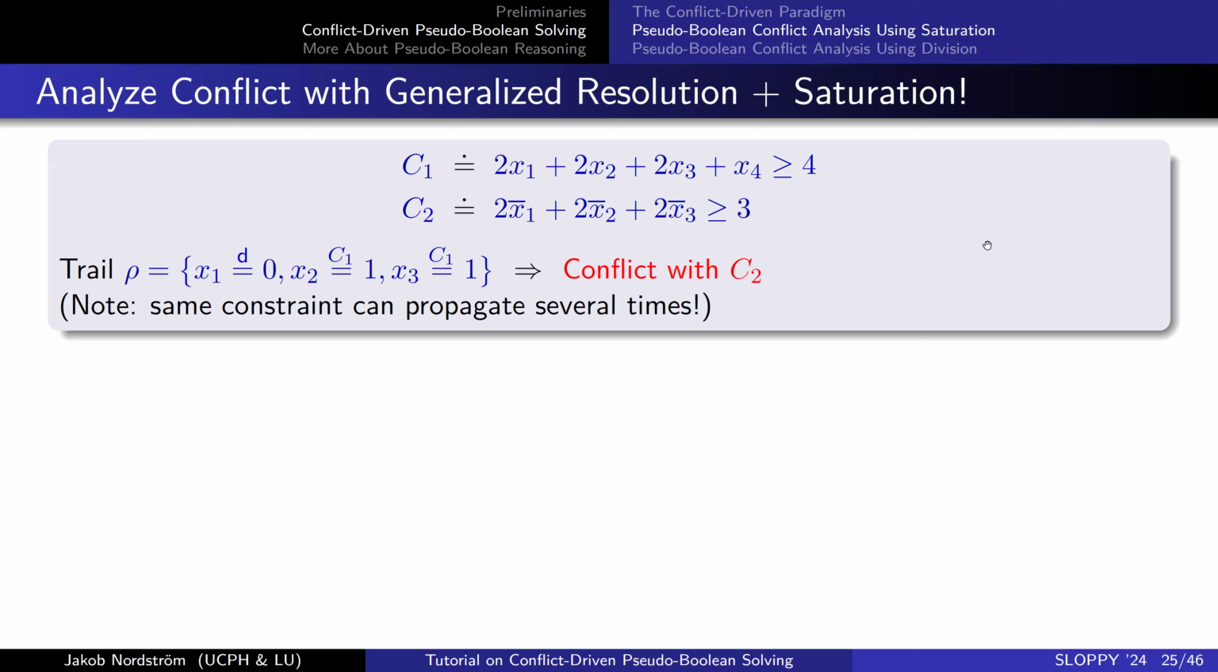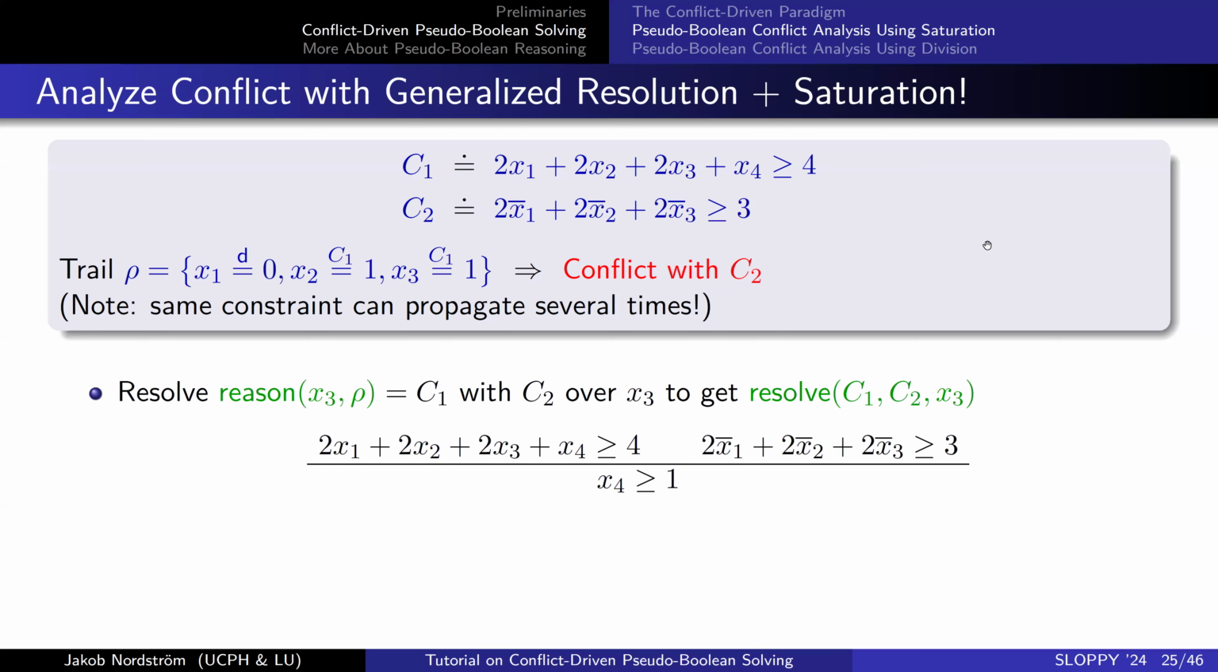Okay. Now, once we have this propagation, x2 and x3 are both true, let's look at the slack of C2. The slack of C2 is 2 plus 0 plus 0 minus 3, that's minus 1. We have a conflict. Time to do conflict analysis. Are we fine so far? Okay. And it's clear what we should do.